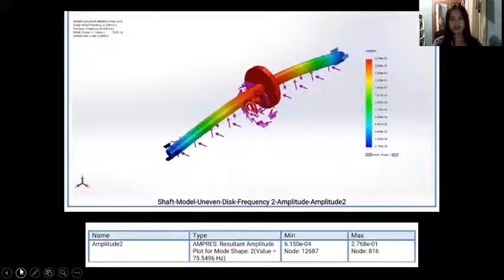So the maximum is 2.768 times 10 to the power of negative 1, while the minimum is 6.150 times 10 to the power of negative 4. So next slide is the simulation.